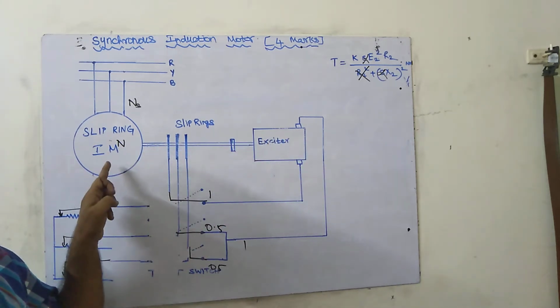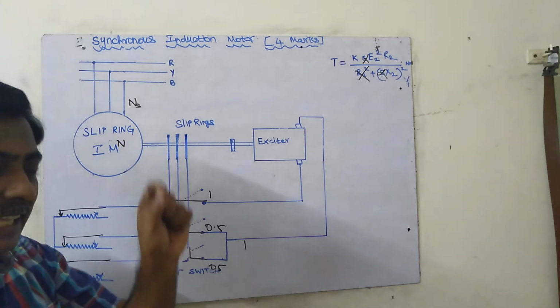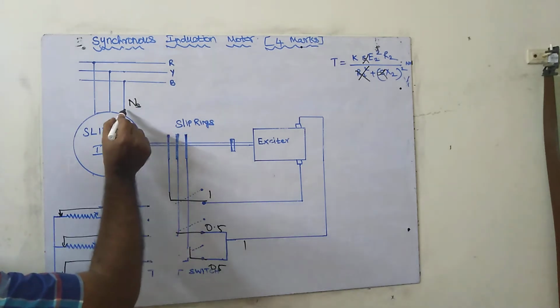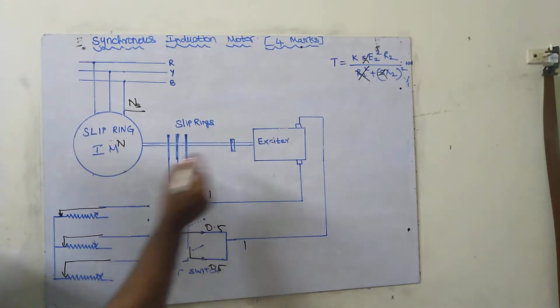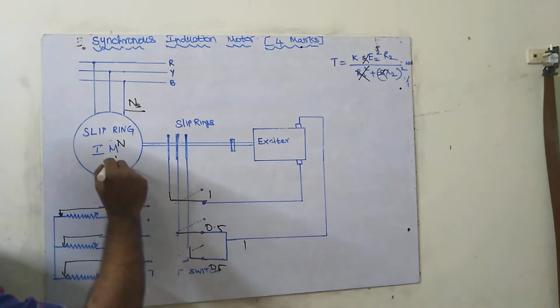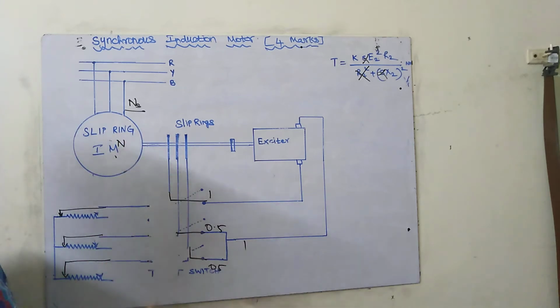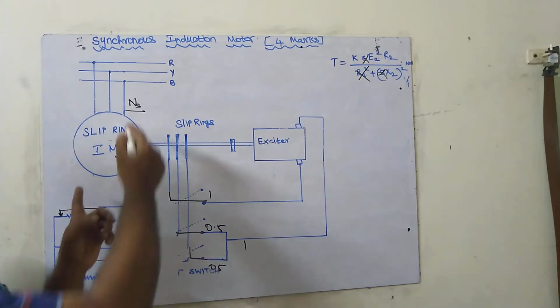The rotating magnetic field will rotate at synchronous speed, and the rotor will rotate slightly less than synchronous speed. Since the exciter is giving supply to the rotor, the rotor will be energized and will convert into a magnet. So magnetic locking will occur.